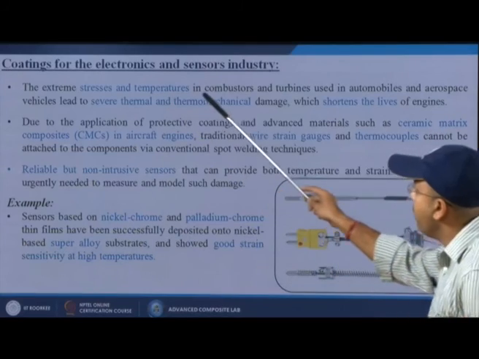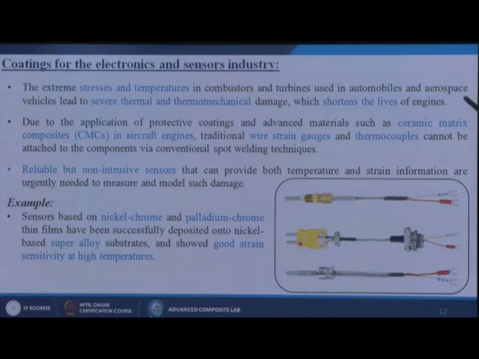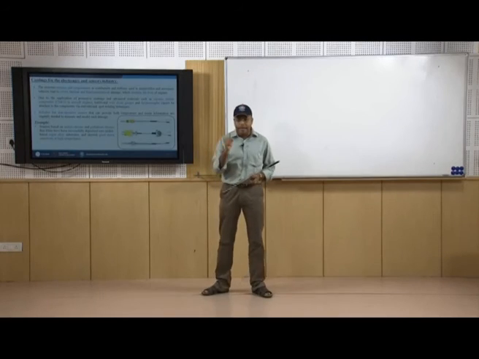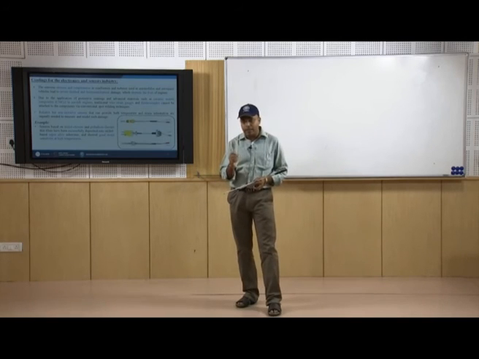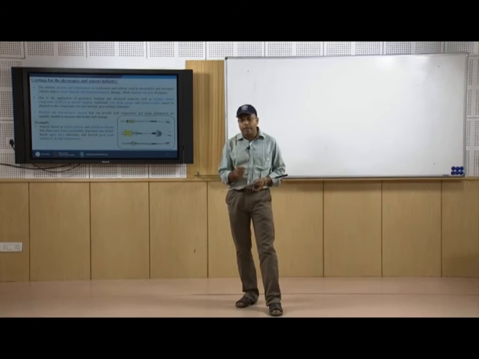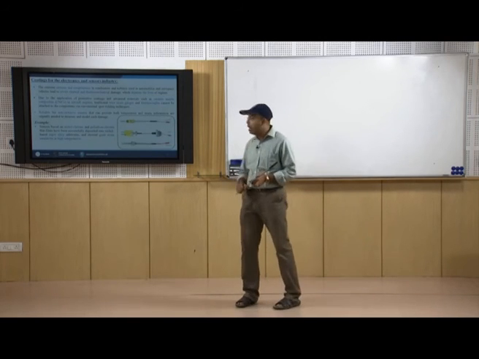The extreme stress and temperatures in combustors and turbines used in automobile and aerospace vehicles lead to severe thermal and thermomechanical damage, which shortens the lives of the engines. Suppose we can detect the heat at that particular point, how much heat is originating at those engine points, so that we can reduce the heat. If we make some kind of sensors, that sensor should withstand that temperature. So here we have to make some kind of sensors which can detect that high heat and tell us that you have to reduce the temperature at that particular point.